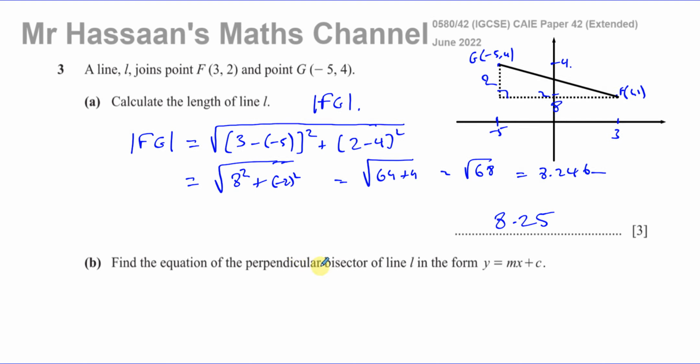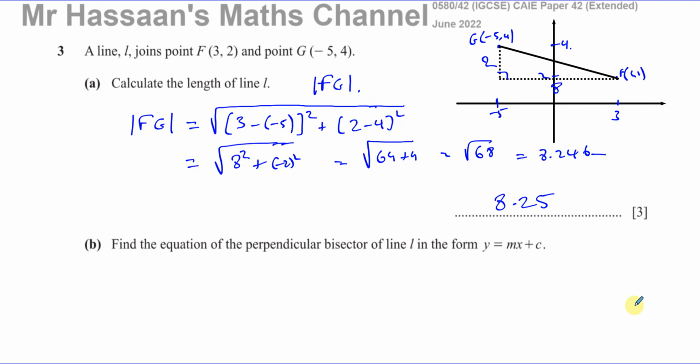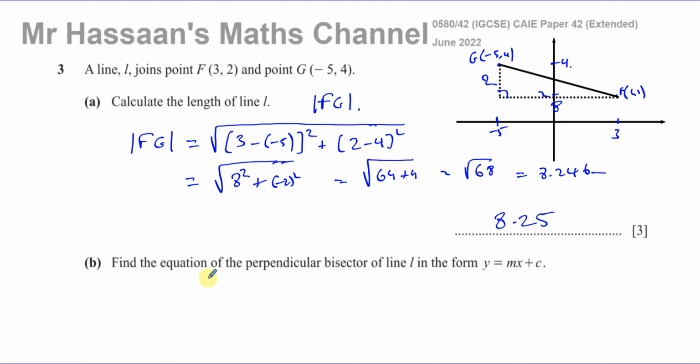Now, find the equation of the perpendicular bisector of the line L in the form y equals mx plus c. Now, the perpendicular bisector, what does that mean? Perpendicular bisector is made up of 2 words. Perpendicular means at right angles to, bisector means cut exactly into 2 equal halves.